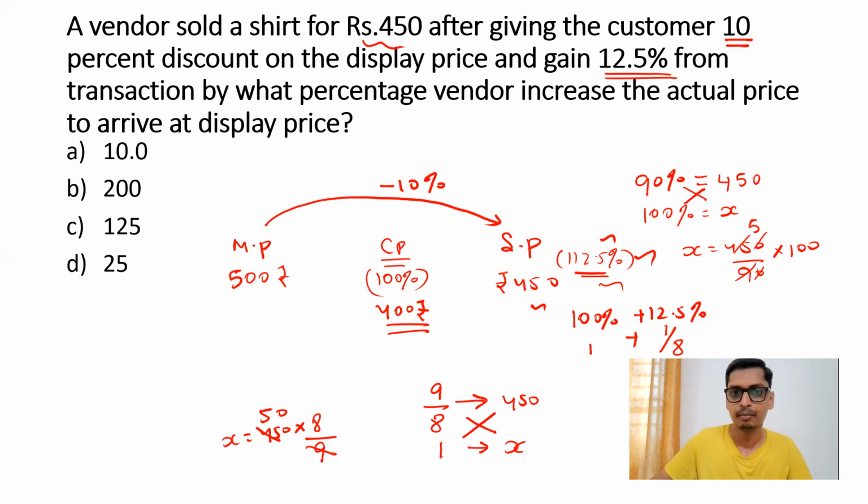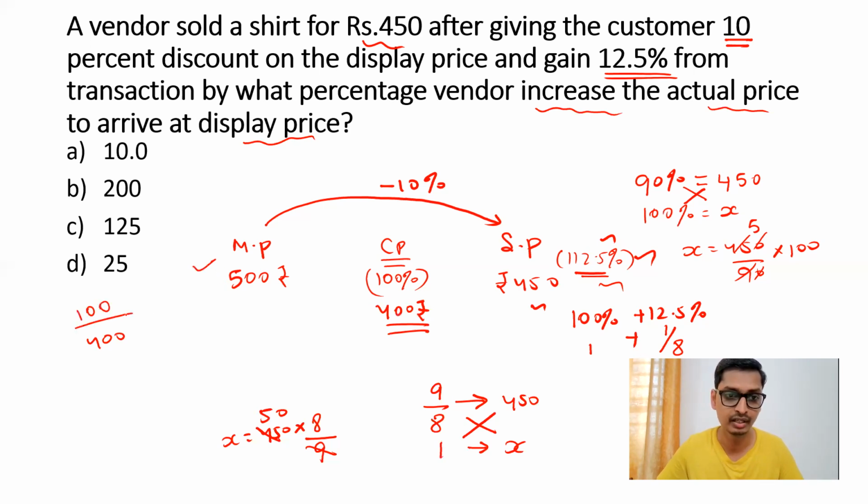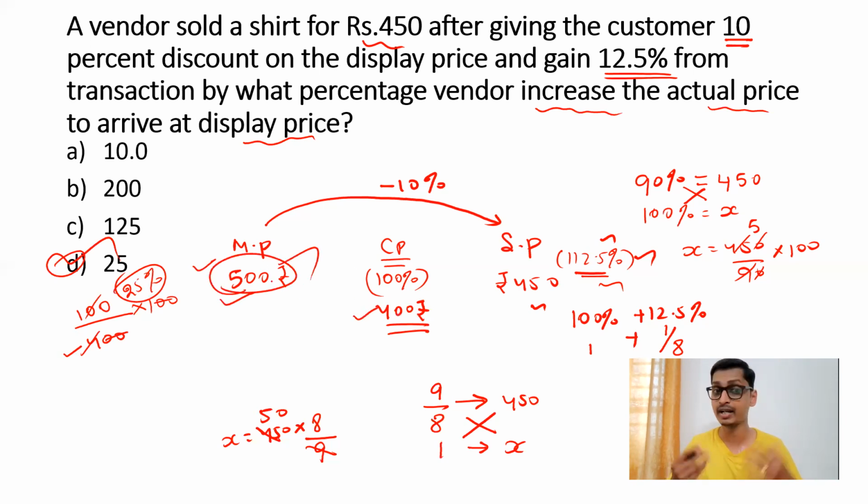Now they are asking by what percentage the vendor increased the actual cost price to arrive at the display price. So from the actual cost price 400, he has to increase how many rupees to get that market price 500? He has to increase 100 rupees extra, right? So that 100 rupees is how many percentage of the actual cost price? So 100 by 400 into 100. If you cancel this, you get 25%.